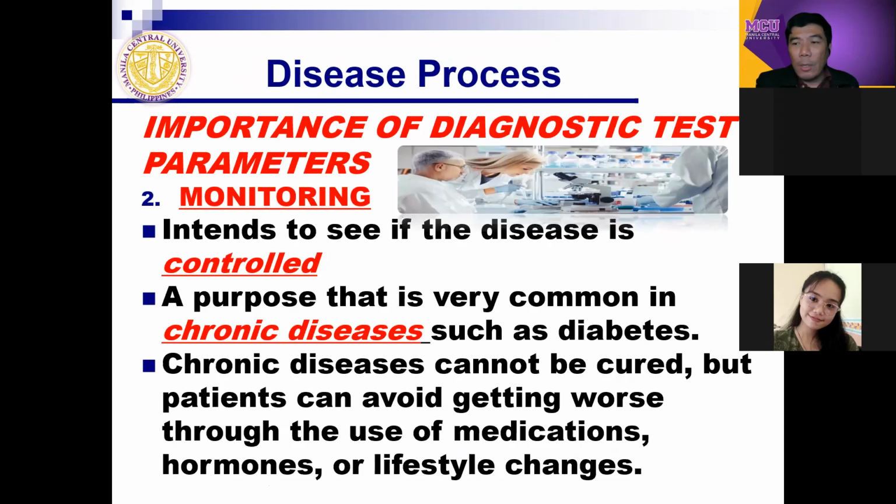Okay, when it comes to monitoring, what is very important is the intention to see if the disease is controlled. This is usually related to comorbidities. Comorbidities, for example, are those in patients who already have lifetime comorbidities.